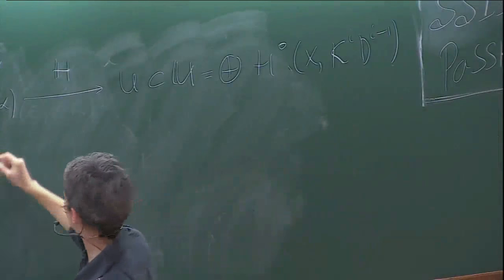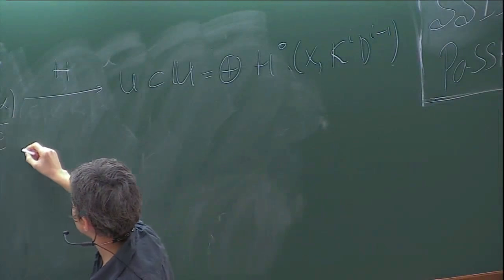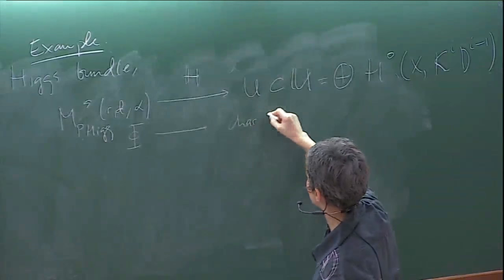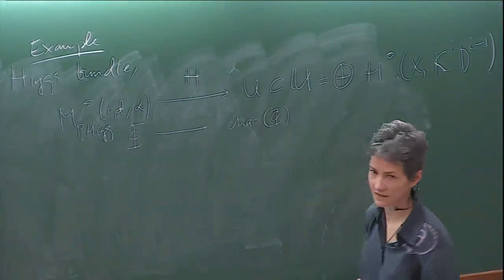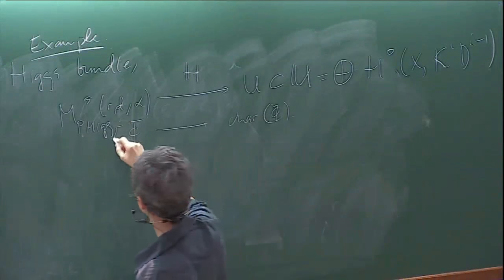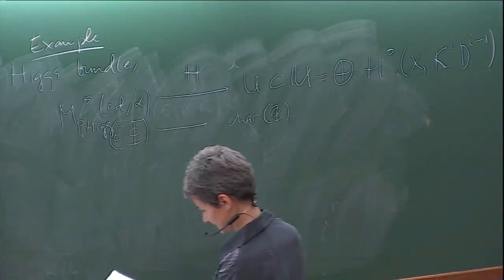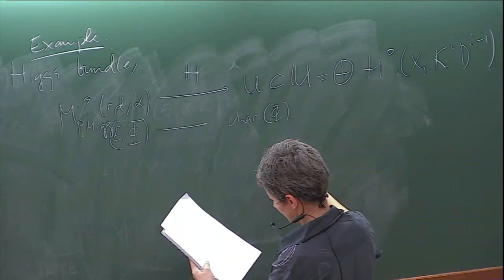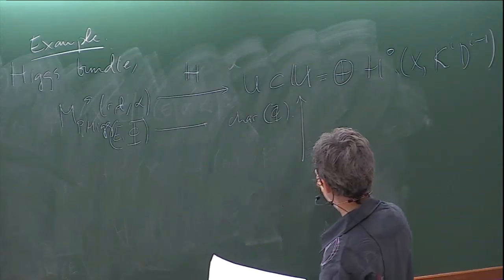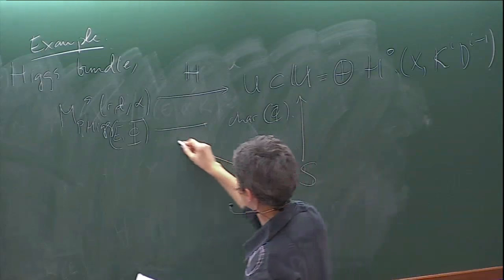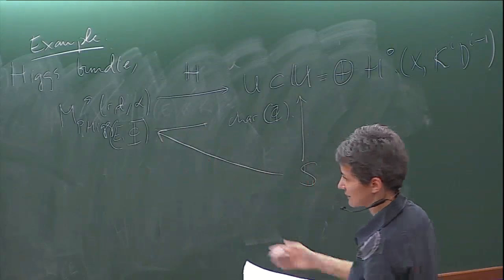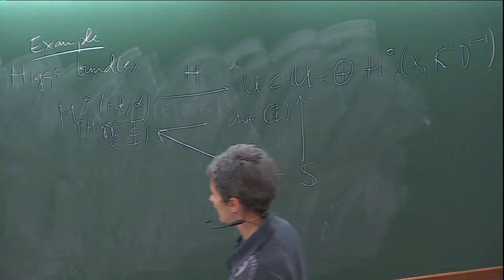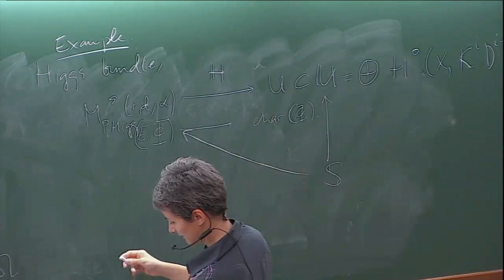So this map, what is this map? This map is the one that takes your Higgs bundle to the characteristic polynomial of the Higgs field. And actually, you have a family, of course, satisfying the conditions that we were needing. How?